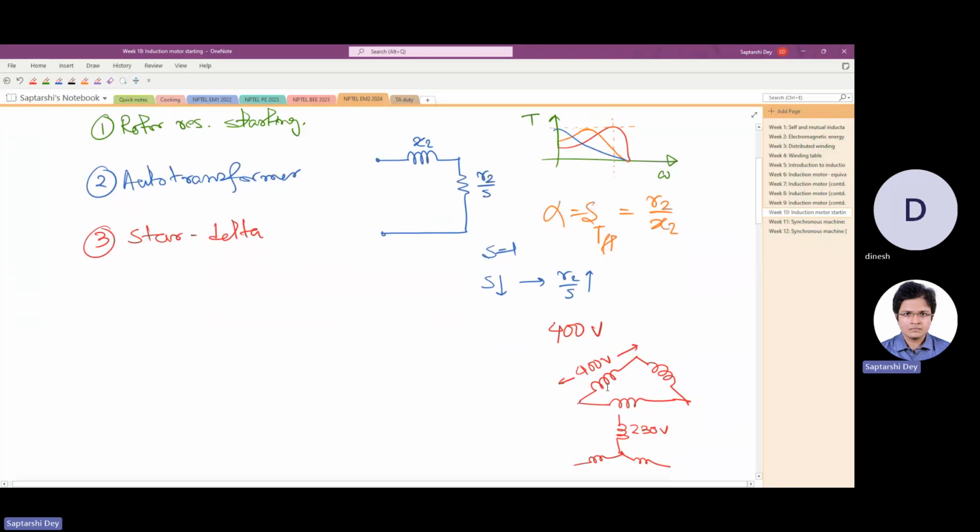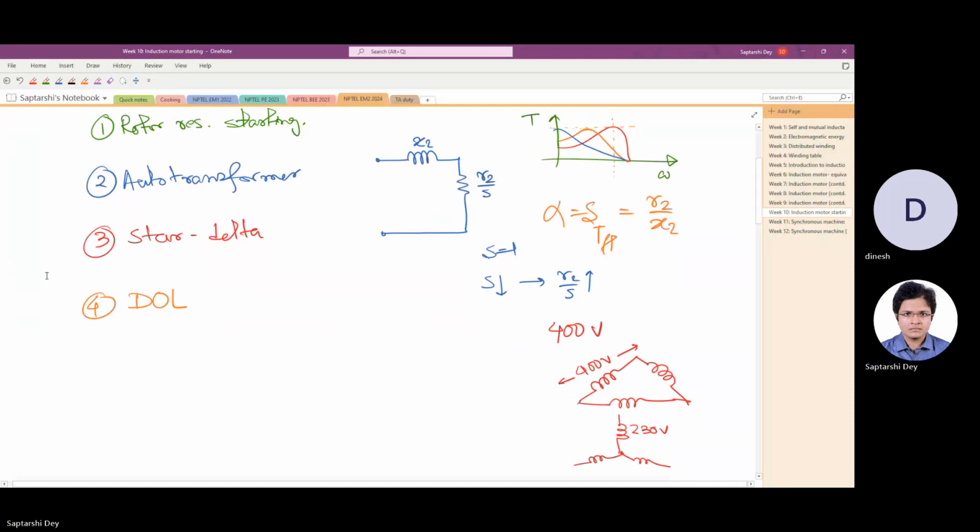A normally star connected induction motor cannot be started as a delta connected motor. That will be dangerous, hazardous for the machine. And the most crude way of starting, which some induction motors are designed for, is DOL, direct online starting. All these types of starting are there.